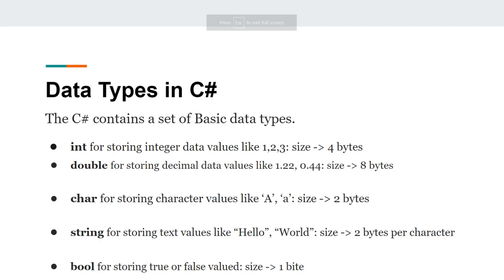C# contains a set of basic data types like int, double, char, string, and bool. These are the basic keywords that represent basic data types in C#. int is for storing integer data values like 1, 2, 3. The size of an int is 4 bytes. double is for storing decimal data values like 1.22, 0.44, etc. And the size of the double is 8 bytes.